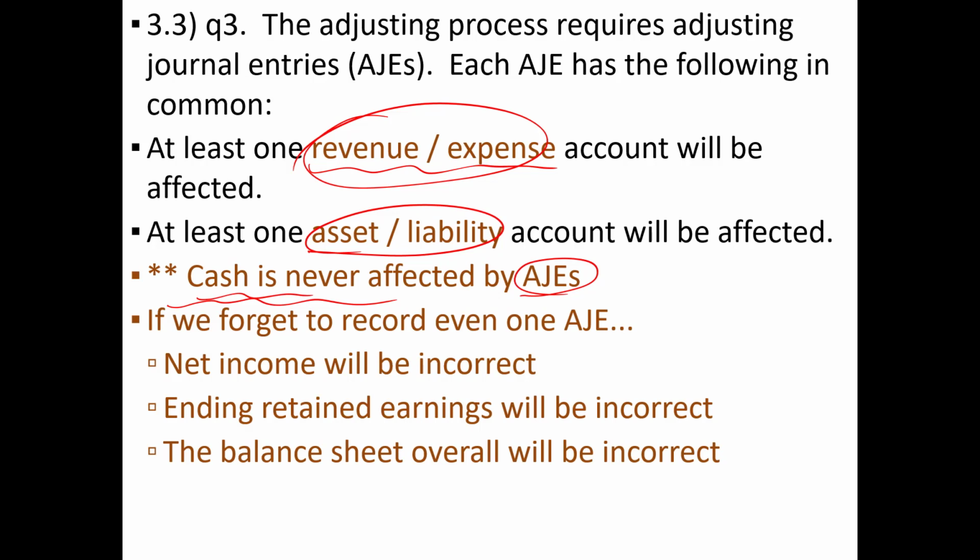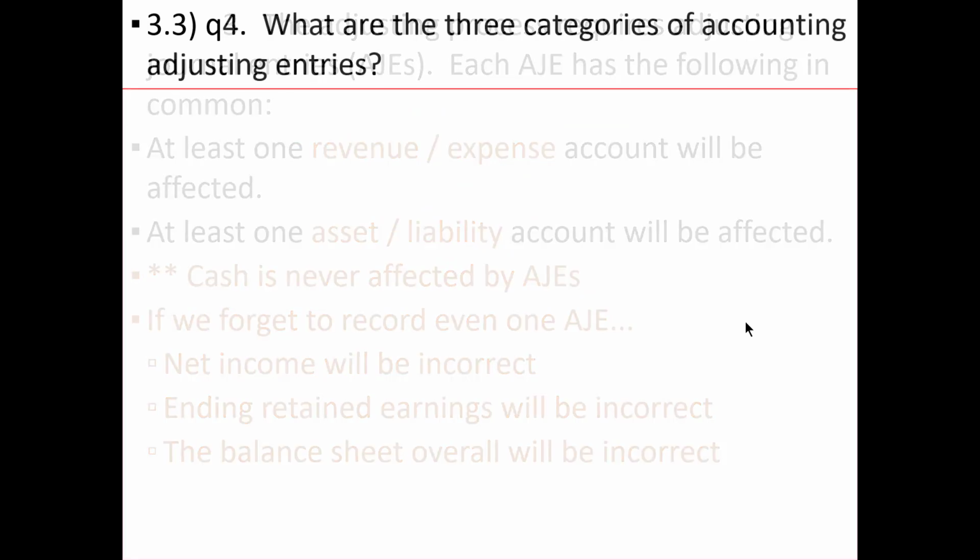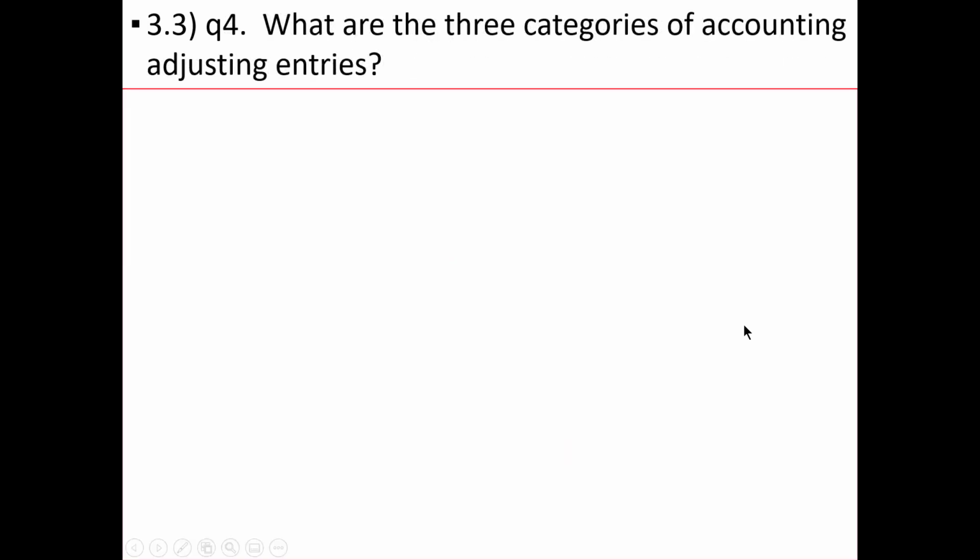Generally, it's not cash. Realize if we forget to do these adjusting journal entries, net income will be wrong, retained earnings will be wrong, the balance sheet overall will be wrong. Because these affect the income statement, and these ultimately affect the balance sheet. So we have to go through and even make a guess sometimes as to how much revenue or expense needs to be recorded.